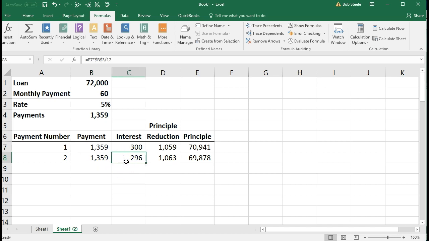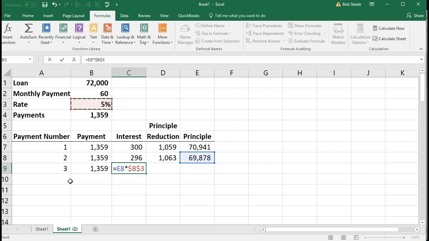296 of it was interest, and therefore the principal was 1,063. If we do this again, one more time, the payment's the same. The interest now is the new principal times the 5%, F4 to make it permanent. That just means the dollar sign means I want that as an absolute reference.